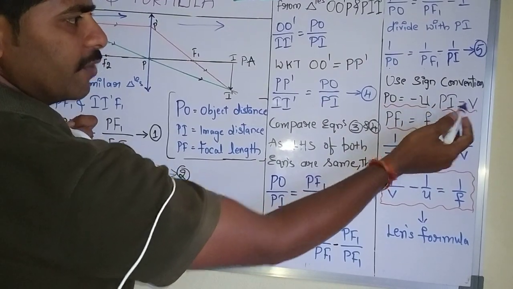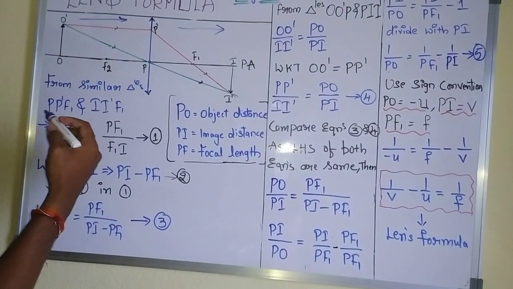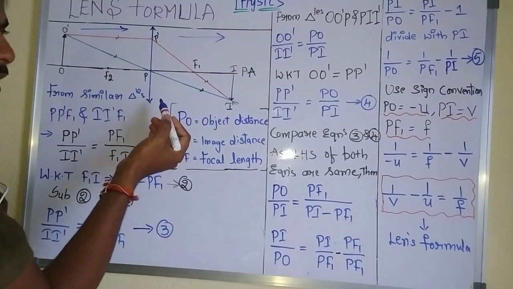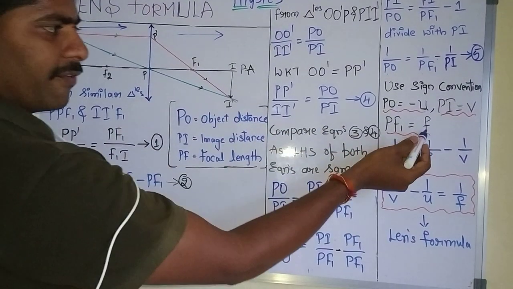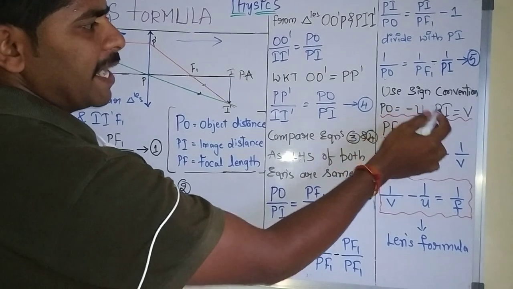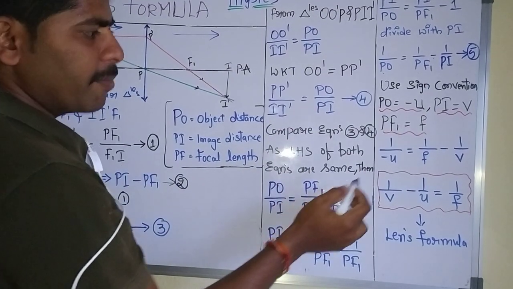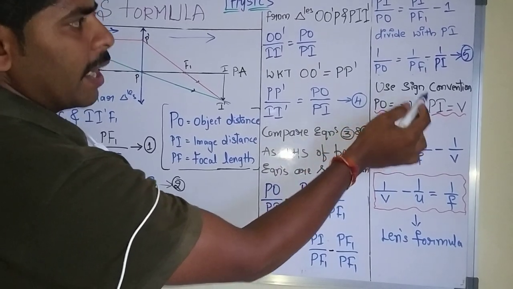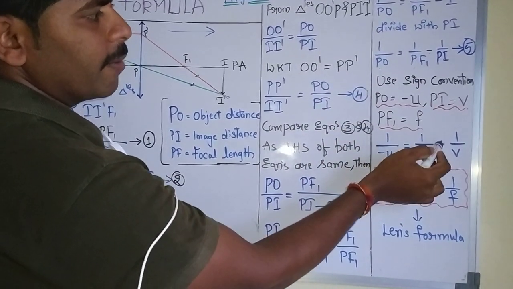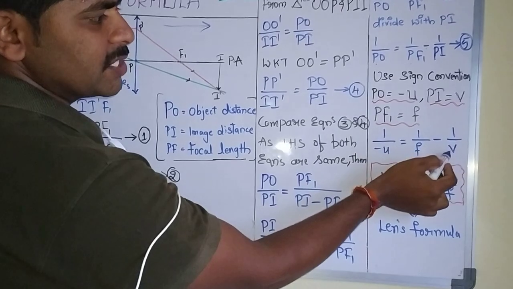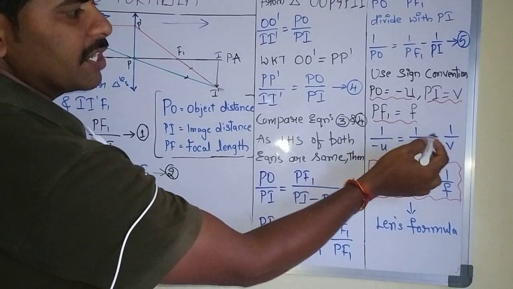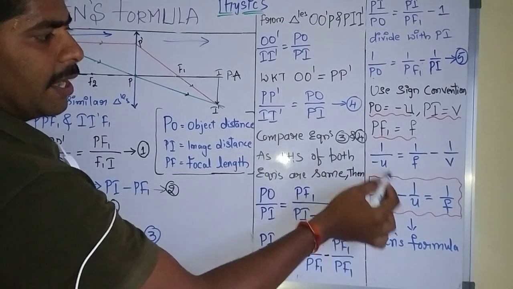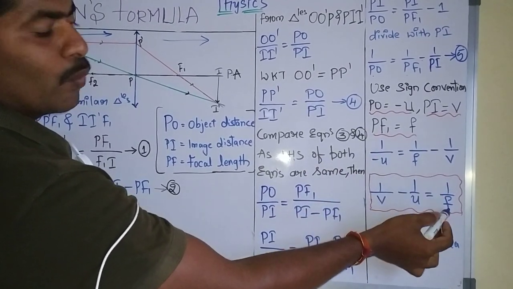PI is equal to V, where V represents the image distance. Next, PF1 is also in the direction of incident light, so it is taken as positive F. Apply the sign conventions to equation number 5. It becomes 1 by PO, meaning minus U, and for PF1, 1 by F, minus 1 by PI, where PI is V. If you reshuffle and bring 1 by V to this side, it becomes 1 by V minus 1 by U is equal to 1 by F.